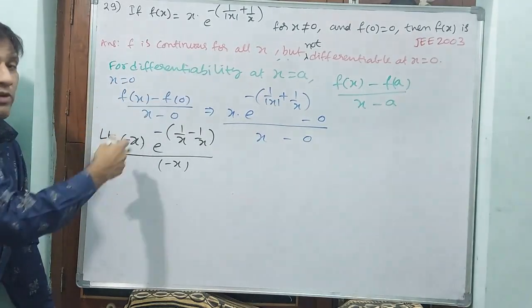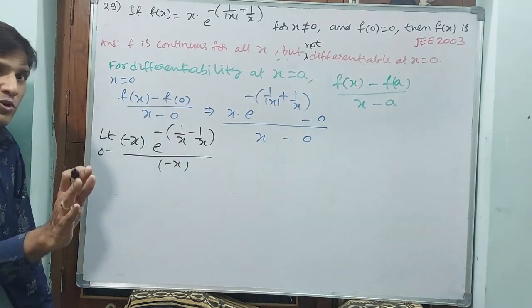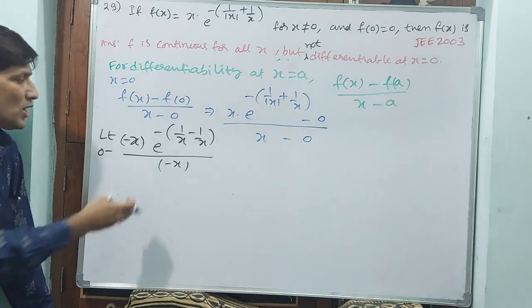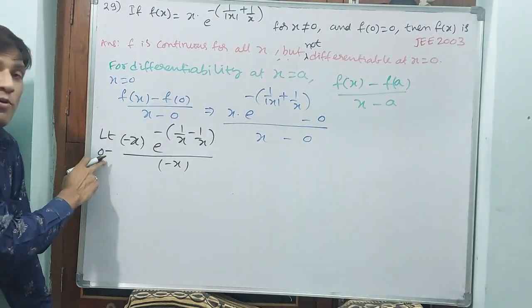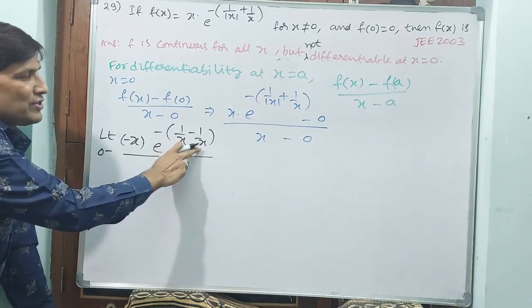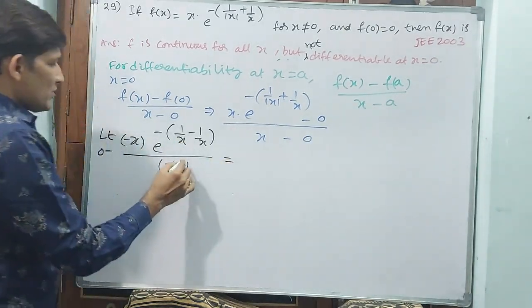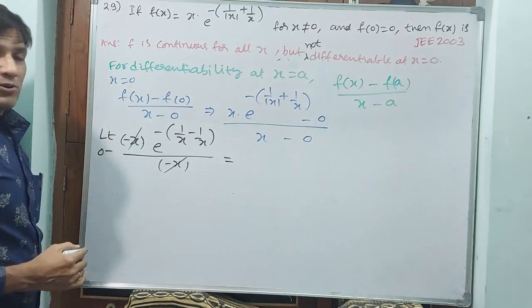X is equal to 0 we want to show. That is why x minus 0 is x only. Minus x minus 0 also minus x. Here also minus x we are taking. Why? Because 0 minus means negative. That is why this is negative. That means what will come here? See, minus x is going to get cancelled out.